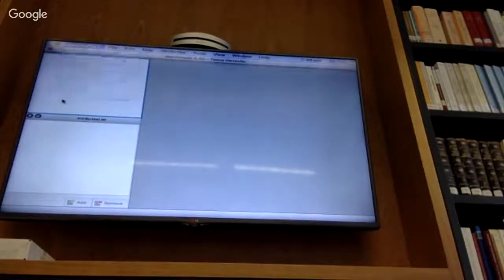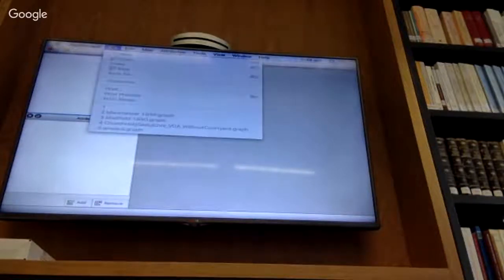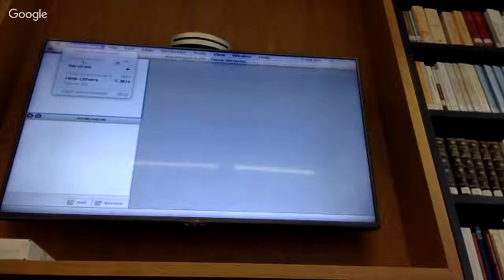Oh. It's just crashed. It's just crashed. Oh, we'll come back to that. Yeah. Oh, hang on. Actually, I think I might be able to get it now. Here we go.